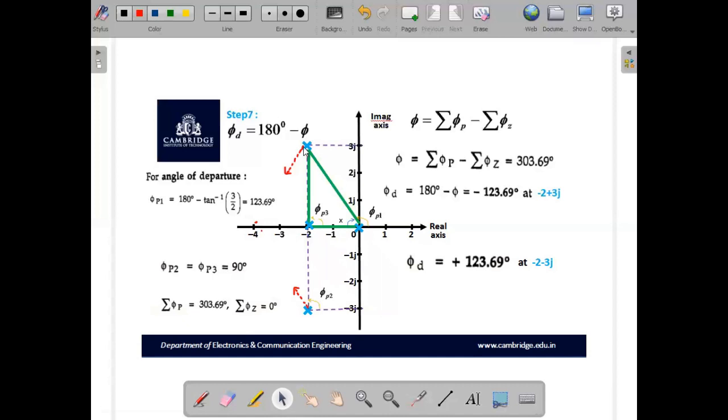Now we have marked for both the angles. And this angle exactly will be equal to minus 123.69 degree, and this angle will be exactly equal to plus 123.69 degree.